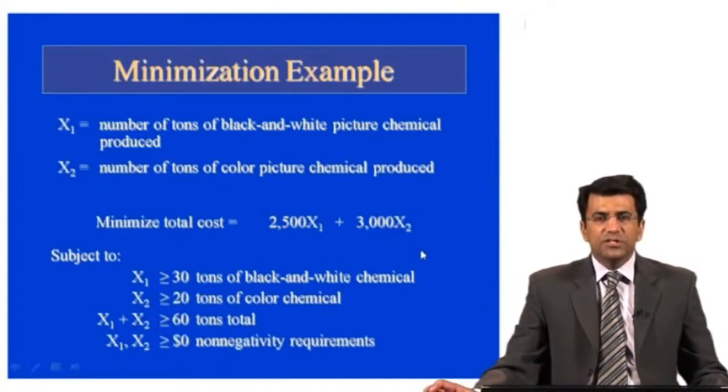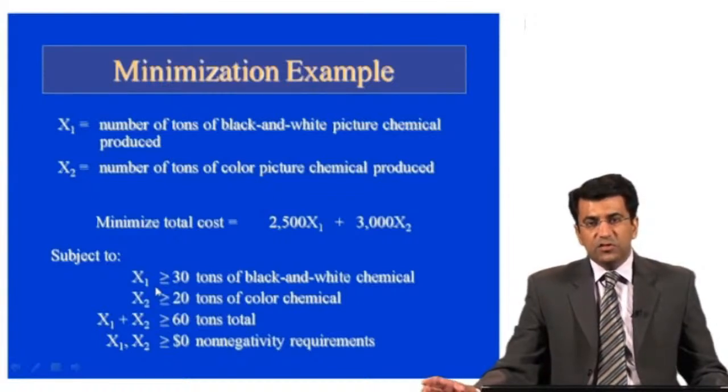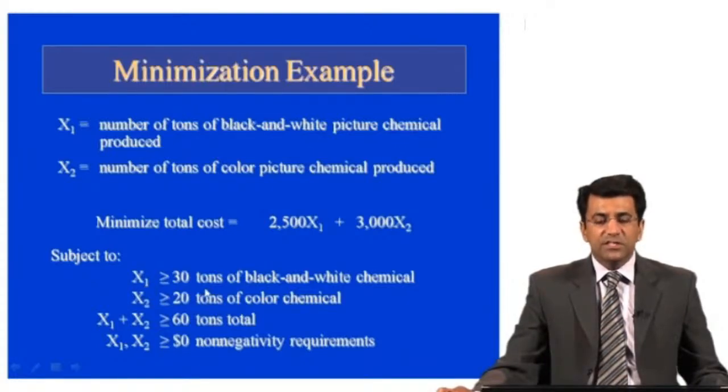We were just interpreting what is meant by that cost function. Now again, there are some constraints as were there in the case of profit maximization problems. Here the first constraint is x1 should be greater than or equal to 30 tons of black and white chemicals. So we cannot use the value of x1 less than 30. Its value should always be greater than or equal to 30.